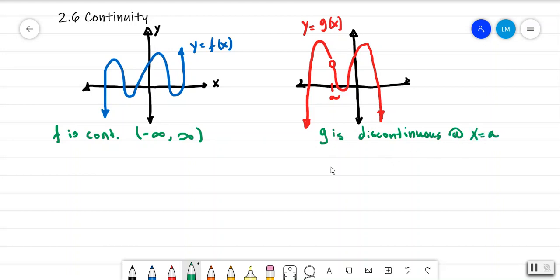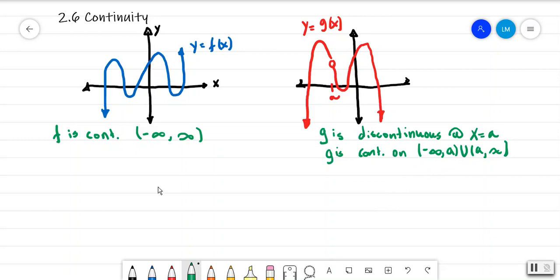But nothing's stopping me from saying, well, where was it continuous? So g is continuous on, okay, I was able to get continuity from negative infinity to a, union a to infinity. So in this case we have a disjoint interval for the continuity.